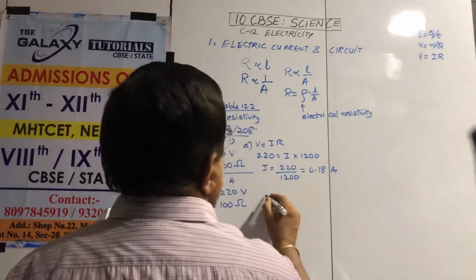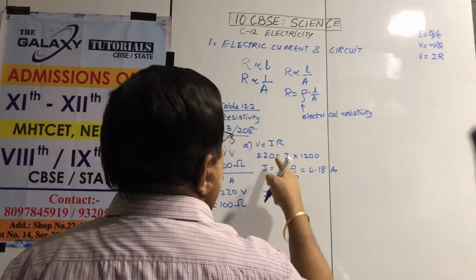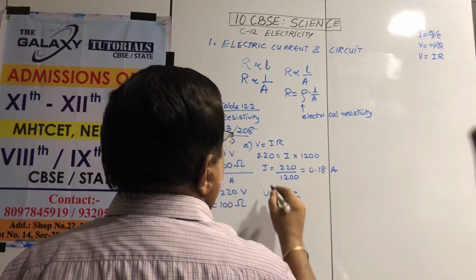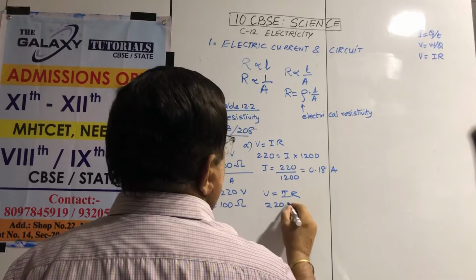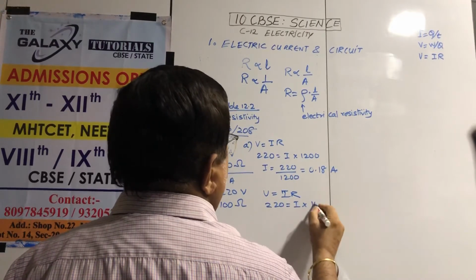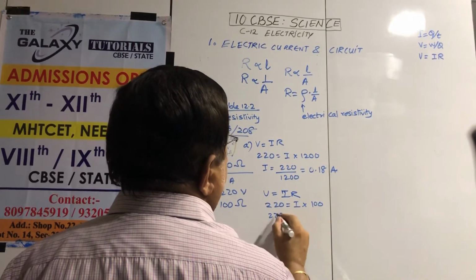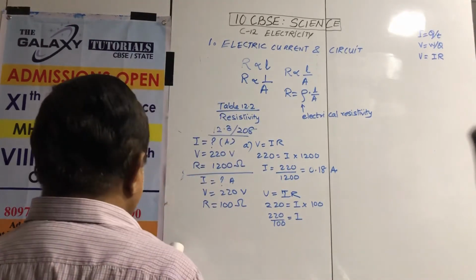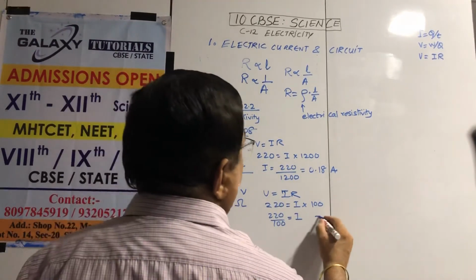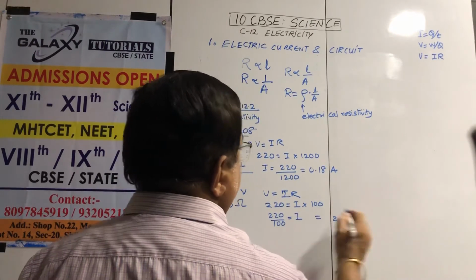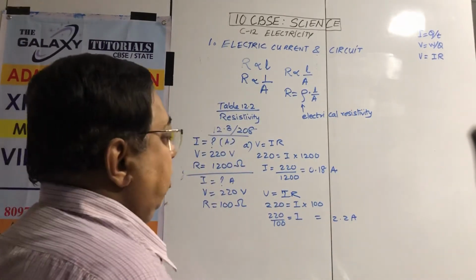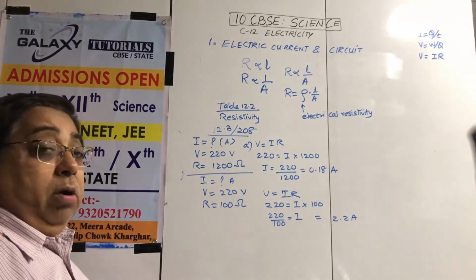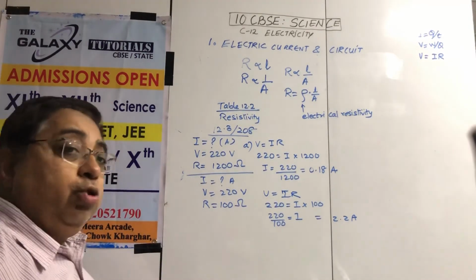So here I see V is equal to IR. Again, we will always write the formula. V is 220, I have to find, and R is 100. So 220 upon 100 is I. Now, when you divide this, you will get 2.2 amperes. So, you see, because it is a heater, more amperes are getting used.